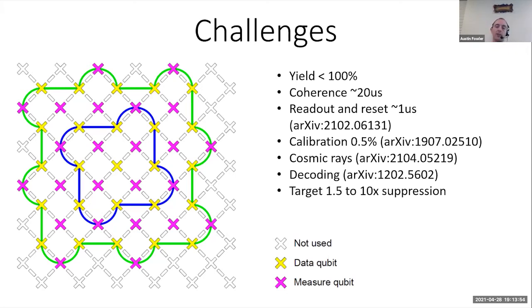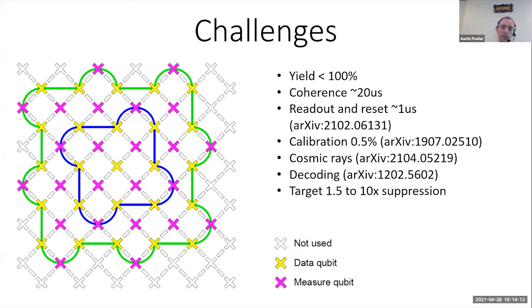Another big one, which you can read about, so all of these things are published, is cosmic rays. Right now, we have a chip operating around 10 millikelvin, superconducting, and it's really cold. And if a cosmic ray hits it, it heats it up quite a lot, and that ruins everything.